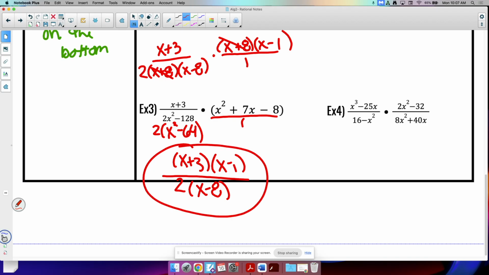For this, you don't need to multiply it out. You don't need to like FOIL it back out to get your answer. I would prefer you guys leave it in the factored pieces just because then it's easier for me to see like this is how you broke it down.